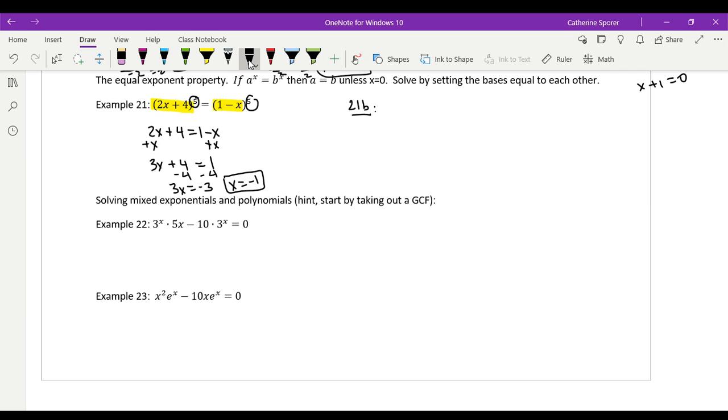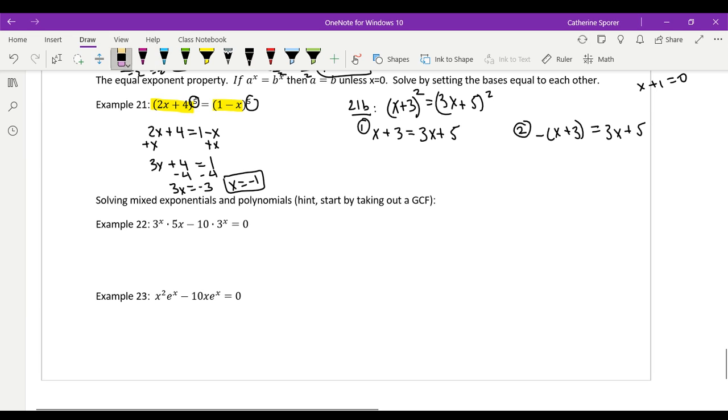So solving the equation x plus 3 squared equals 3x plus 5 squared. The first equation that we would set up and solve is x plus 3 equals 3x plus 5. The second equation that we would set up is negative x plus 3 equals 3x plus 5. The reason we need to set up two equations is because of that even exponent. So whenever you have an even exponent, you set up two equations with a problem like this.